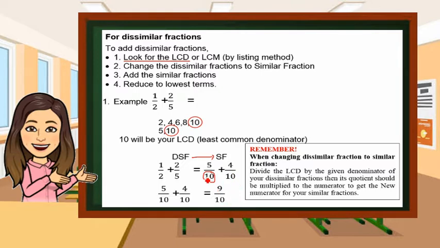So we can now directly add the numerator, right? So here, 5 plus 4, let's just simply add the numerators. We will get the sum of 9. Then just copy the denominator, which is 10. So we will have the final answer of 9 tenths. So these are the steps that I am elaborating to you step by step so that when you answer your activities and assessments, you will be guided on how to answer them properly. So that's all for dissimilar fractions.